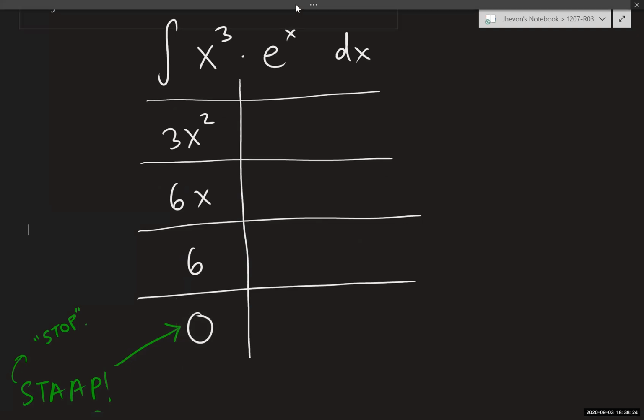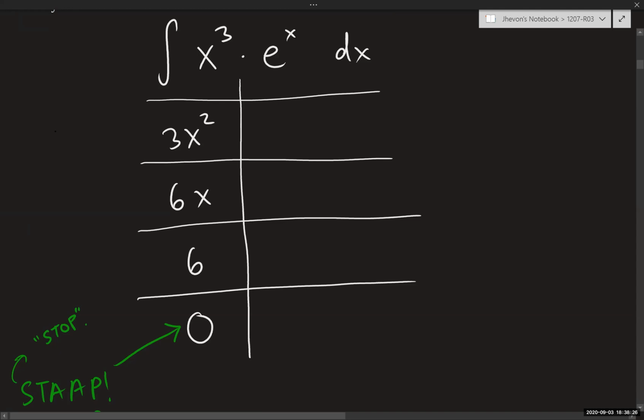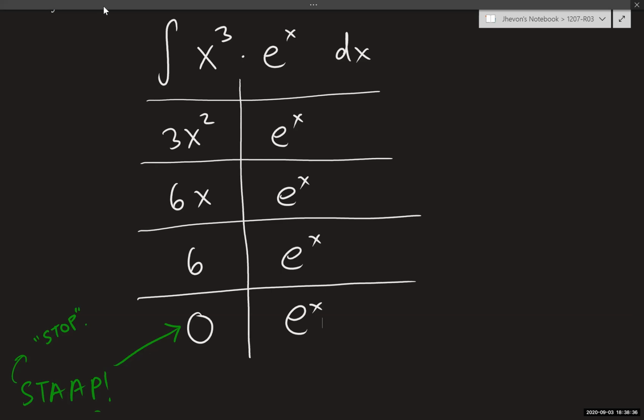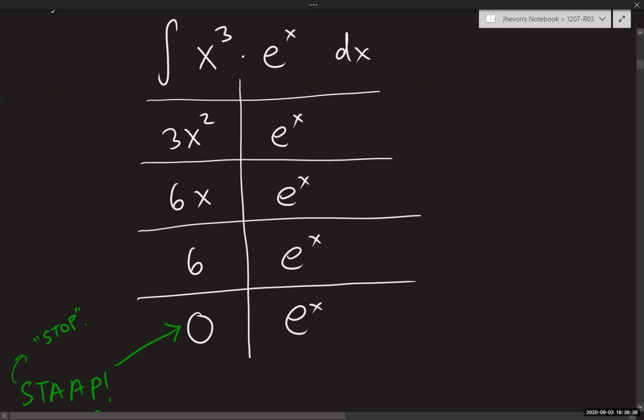Okay, so I hit 0, so I'm going to stop the process. Now I'm going to go through the other column and repeatedly integrate. The integral of e to the x is e to the x, and again e to the x, and e to the x, and e to the x. Now I'm going to form the products. This times this with a plus sign. This times this with a minus sign. This times this with a plus sign. This times this with a minus sign. Then that times that with a plus sign.